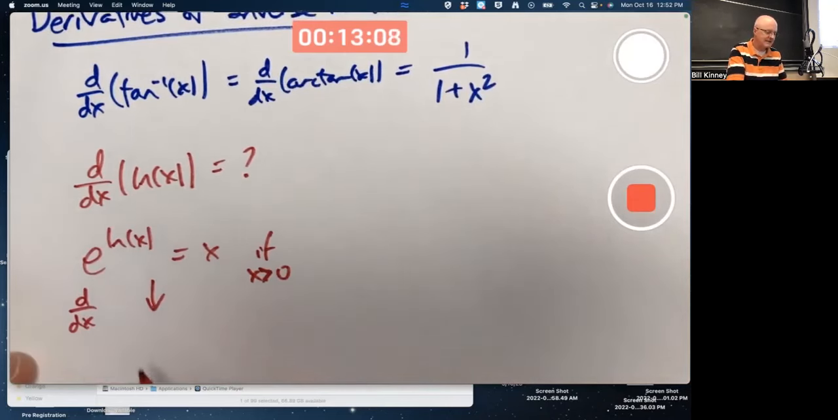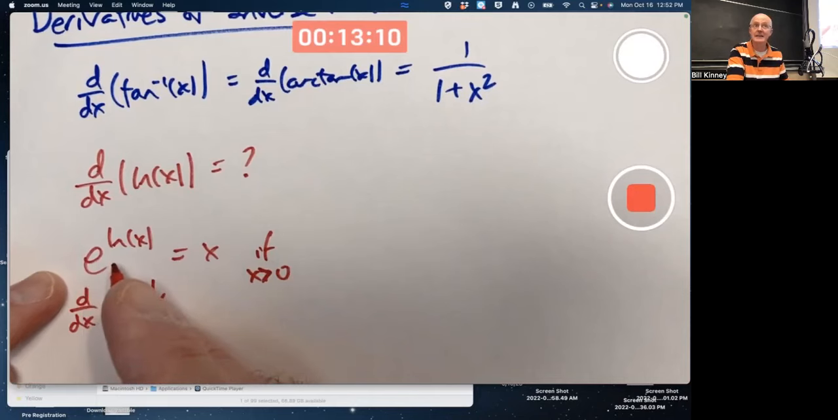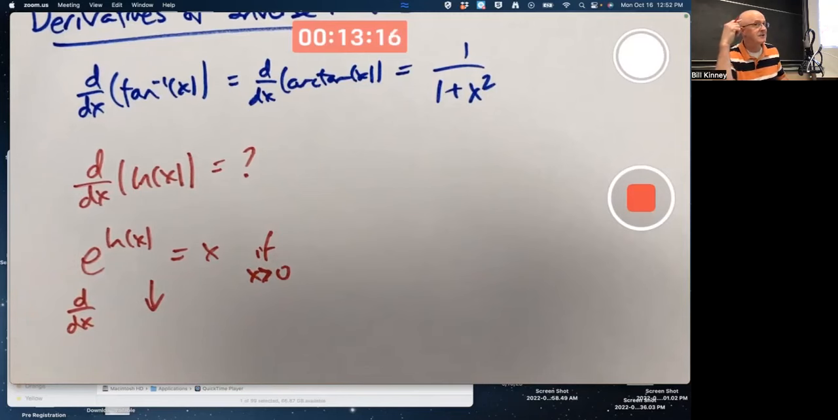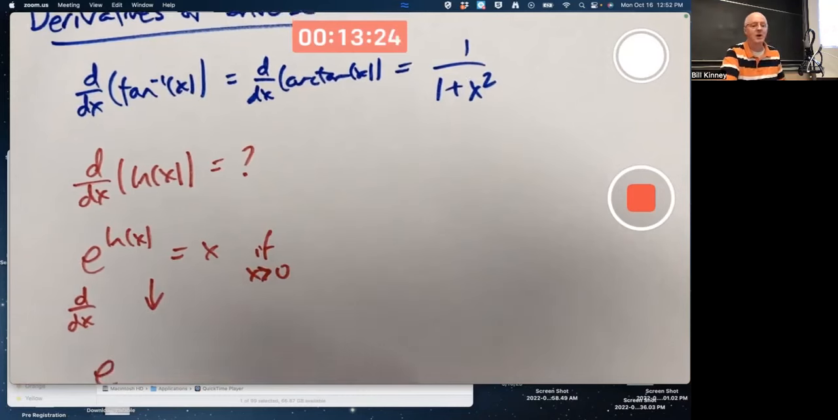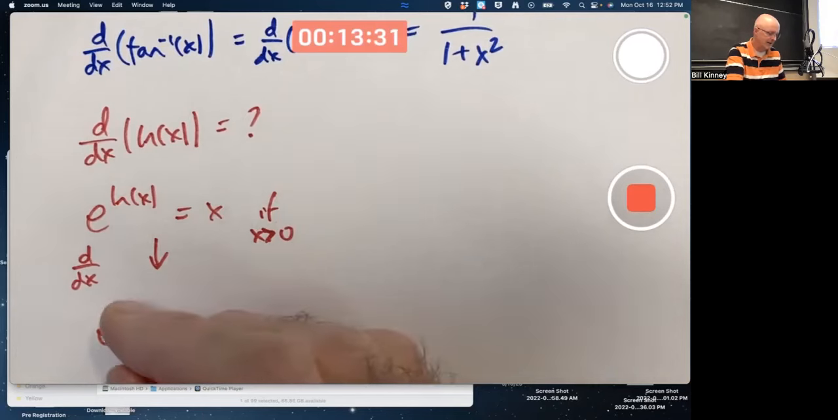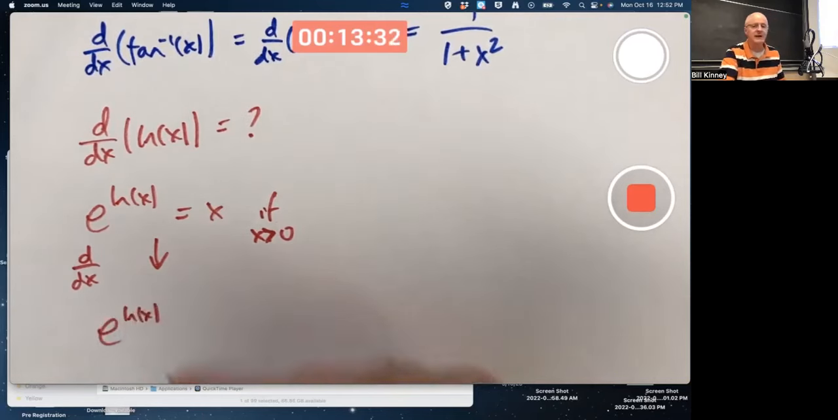Differentiate both sides. This is a composition. ln of x is the inside function. e to the x is the outside. Always say this kind of thing in your mind as you use the chain rule. I need to take the derivative of the outside function, which is e to the x in this case. So you start writing e to the x, but then don't go too fast. Plug the inside function into that. Replace x, in this case, with natural log of x.